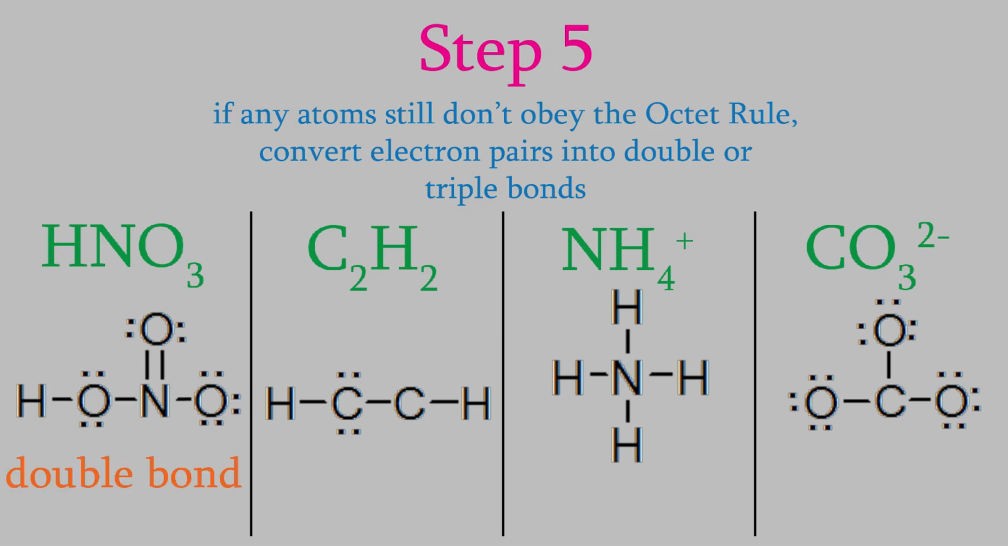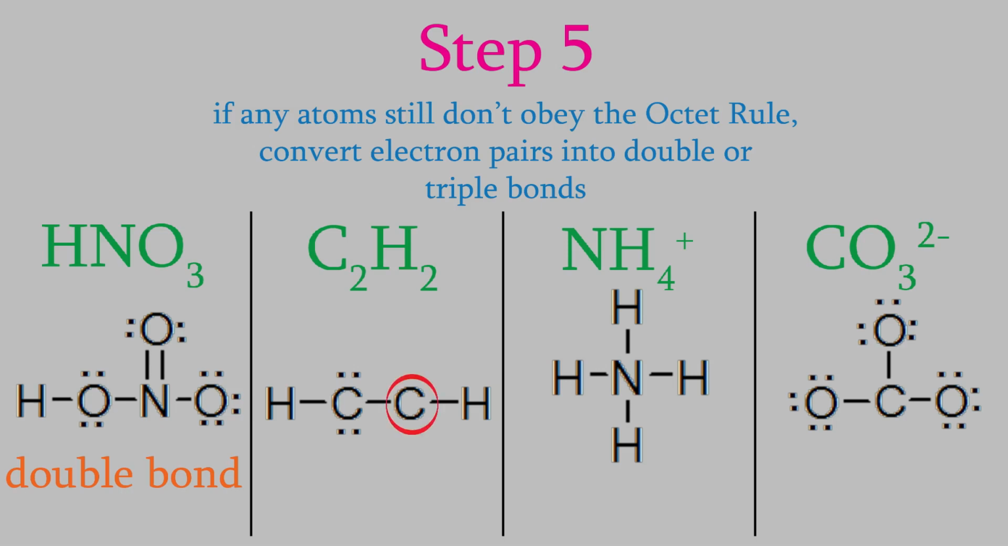So now we have a double bond between the oxygen and the nitrogen. We saw that a single bond has 2 electrons in it. As you might expect, a double bond has 4. So now our nitrogen has a total of 8 electrons around it, 4 from the double bond and 2 from each of the single bonds, so it now obeys the octet rule. We'll do the same thing for the second molecule.